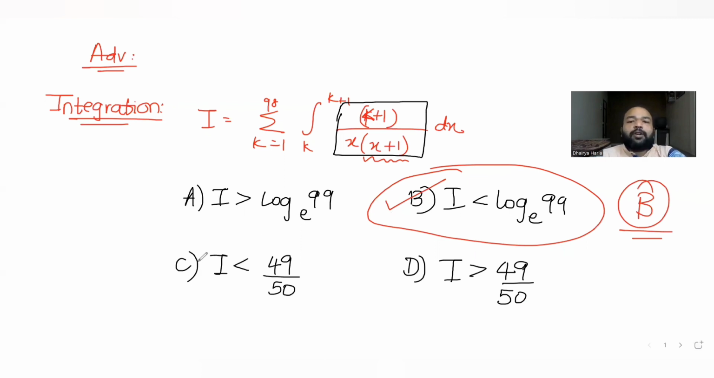Now we need to figure out whether I is less than 49 by 50 or greater than that. So 49 by 50 is approximately equal to 1, that is 0.98. So we need to figure out whether I is less than 0.98 or I is greater than 0.98.